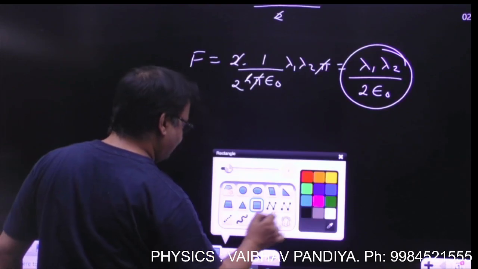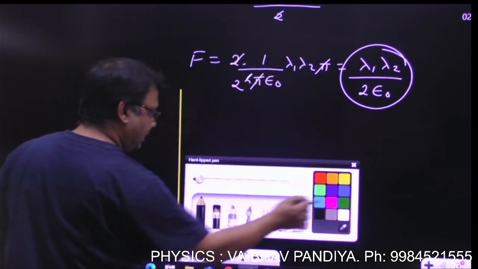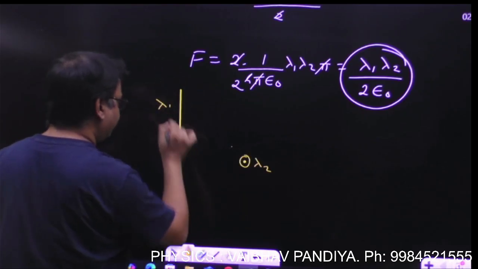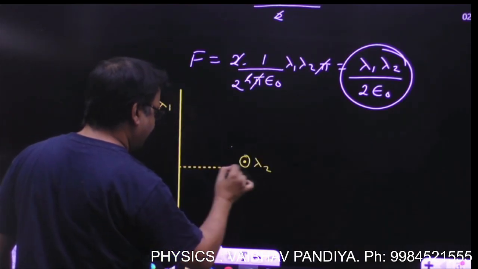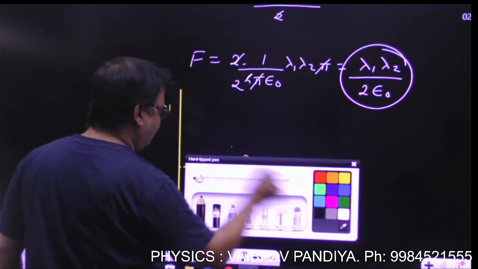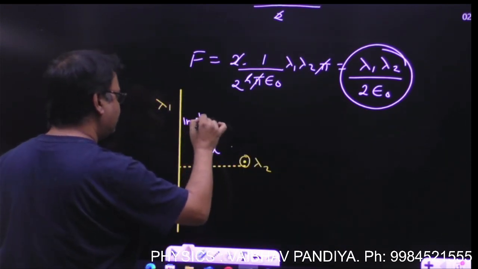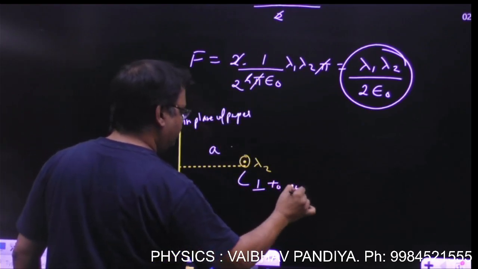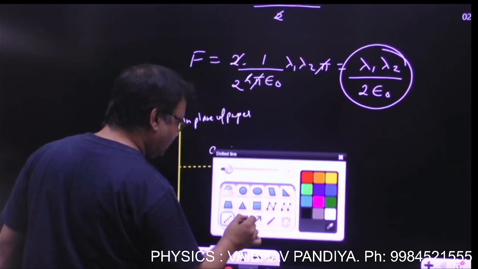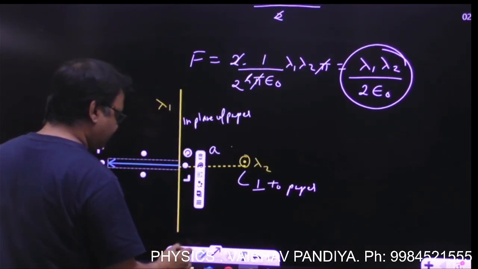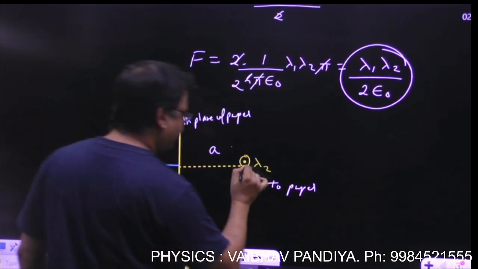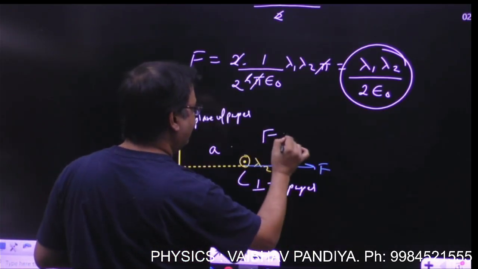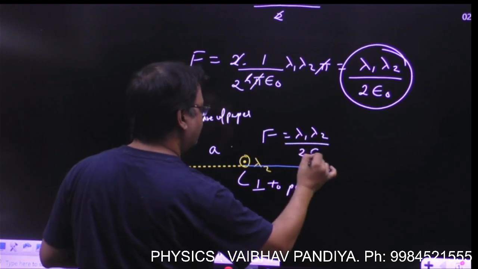If we have an infinite rod, something like this, and another rod like this, this is lambda 2 and this is lambda 1, and they are oriented perpendicular to each other. You got it? One rod is in the plane of paper, for example, and this rod is perpendicular to paper. So on this rod, force is acting this side, and on this rod, by Newton's third law, force will act this side, equal and opposite, and the force has a magnitude of lambda 1 lambda 2 by 2 epsilon naught.